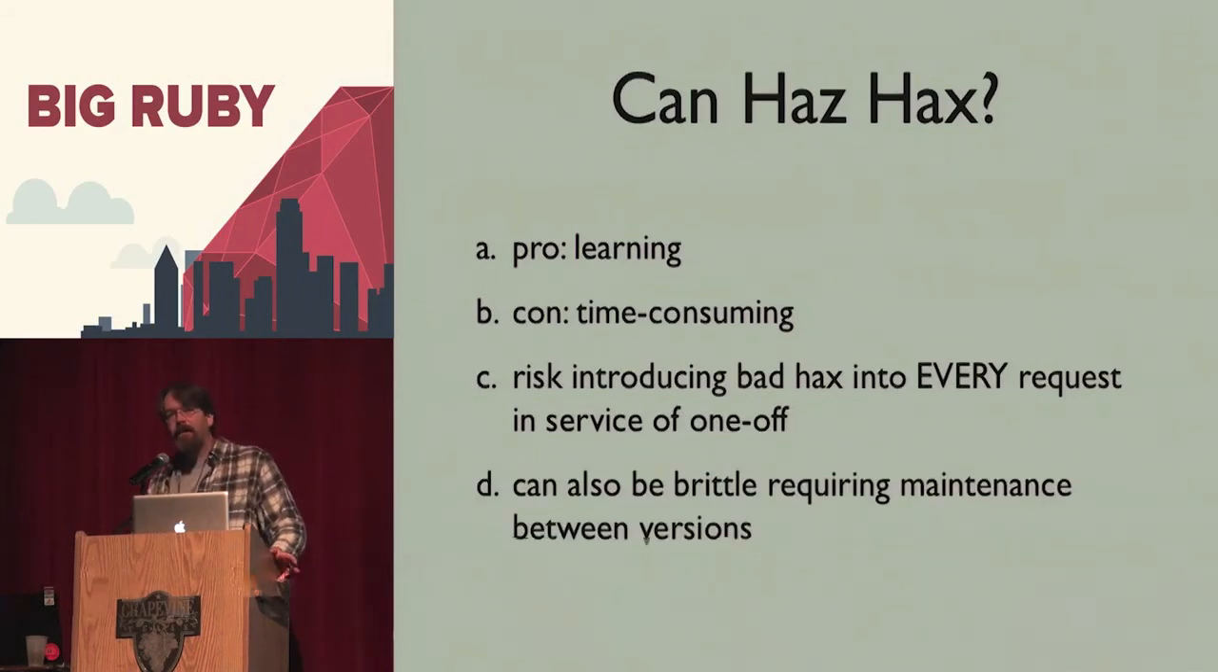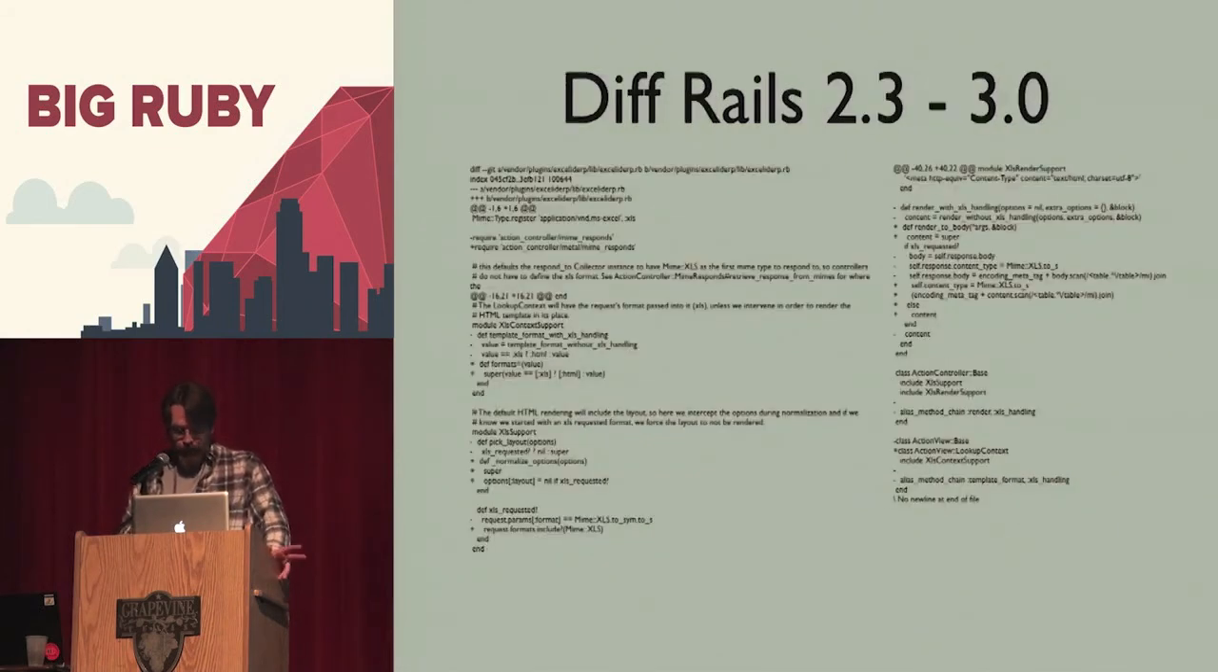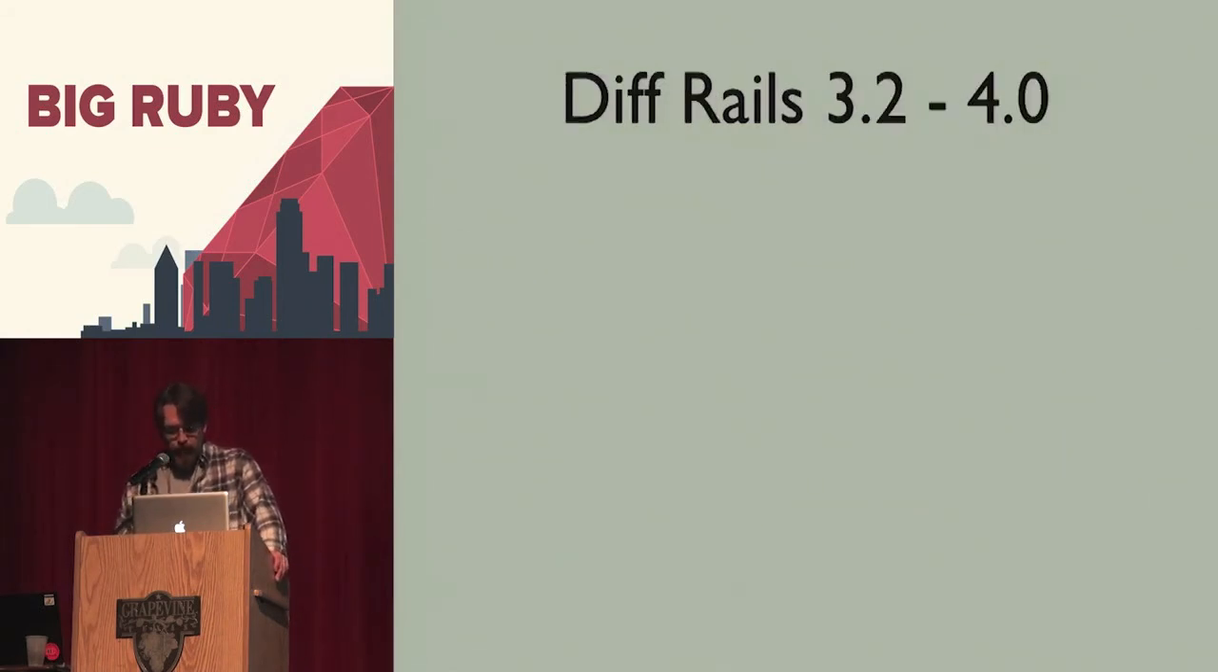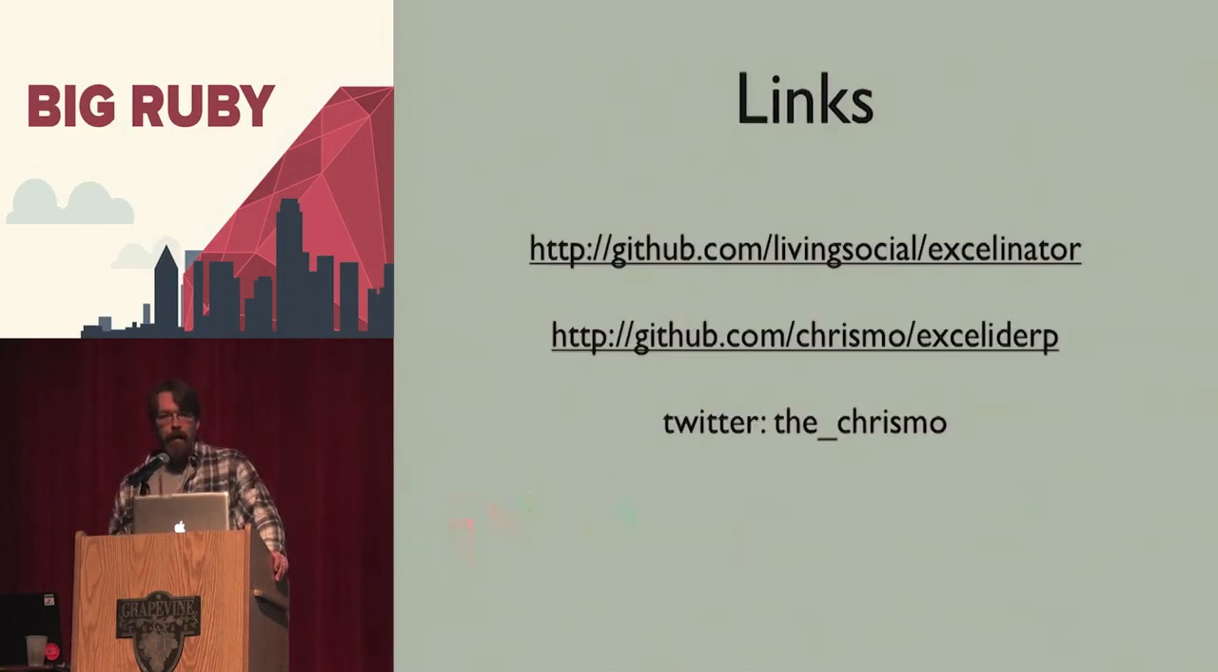And theoretically, hacking the internals of Rails can be a bad idea because you never know what's going to change underneath you, although in this case, I was able to go from 2.3 to 3 with a little bit of code, and then from then on, it's been free-wheeling fun.